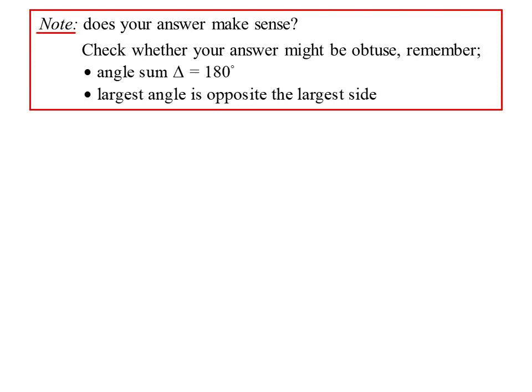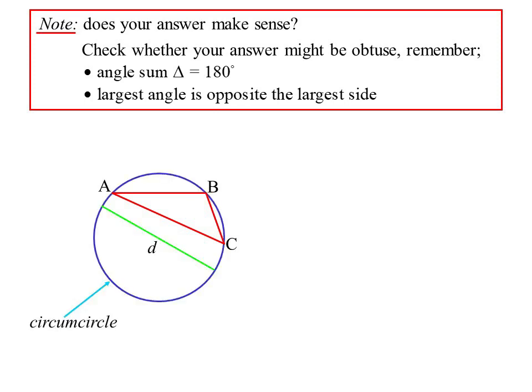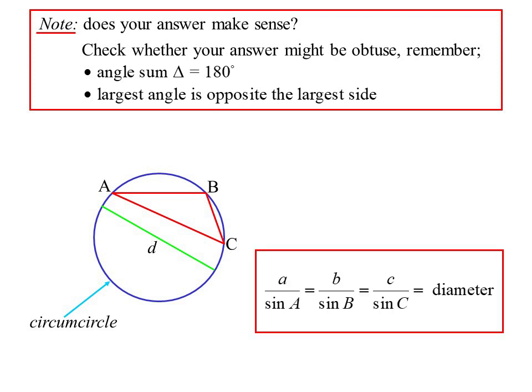Okay. What is the sine rule actually? So here's our triangle. It's actually got something to do with this, our circumcircle, the circle that goes around all 3 points, because actually that is the sine rule. a over sine A is b over sine B equals c over sine C, which is actually equal to the diameter of the circumcircle as well.